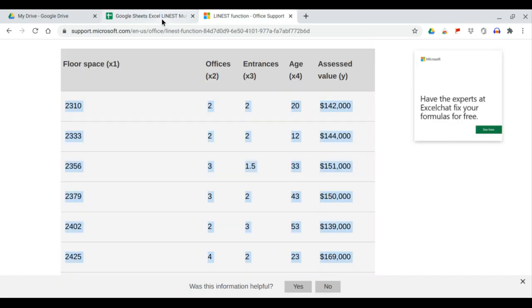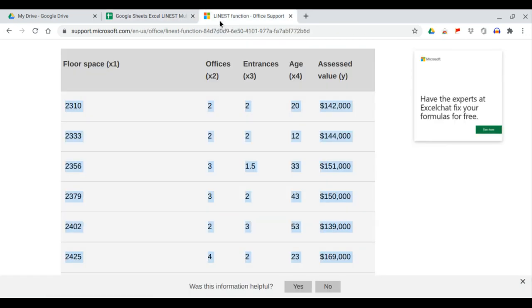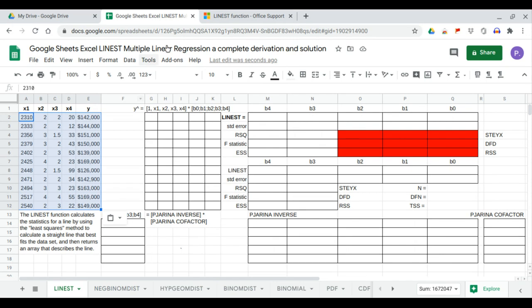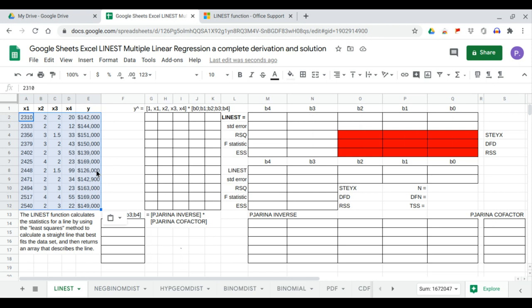So now that we have them copied, we have x1 for the floor space, x2 for the offices, x3 for the entrance, x4 for the age, and y for the assessed value. And we'll use LINEST: equals LINEST, data y and data x. And we show the full statistics.